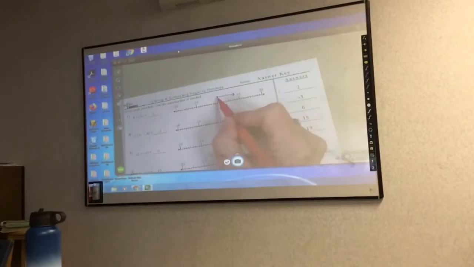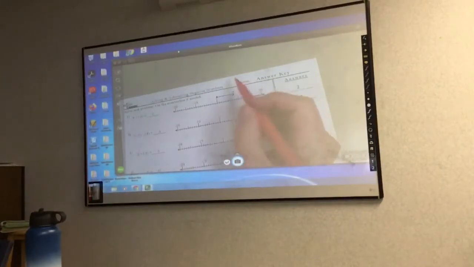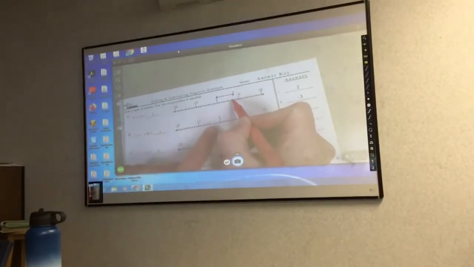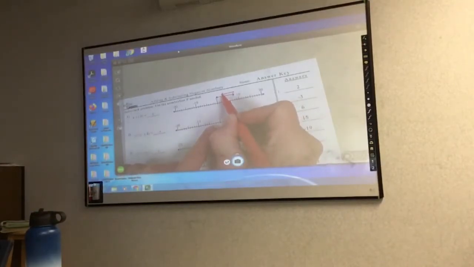The third person is going to start where? Back at 0 or at 8? 8. They're going to start at 8. So then the third person is going to stand here at 8, and it's adding a negative. So I'm going to go left, how many? So here's 8, so I go 1, 2, 3, 4, 5, 6. And I'm showing my arrow going backwards.